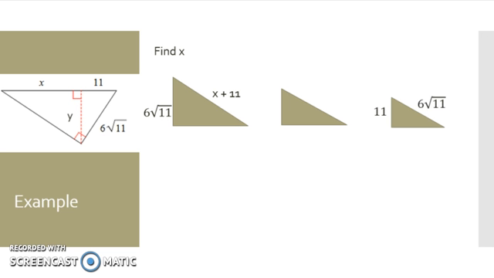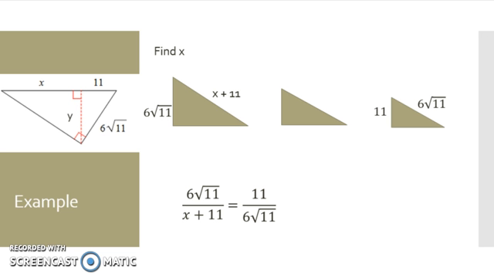On the medium triangle, we have x and y, but we aren't caring about the y in this question. We're looking for x. We're not worried about the medium triangle at all. This one, the 6 square root of 11 repeats, so we're going to put that in the diagonals. Then the 11 and the 11 plus x is in the other diagonals.